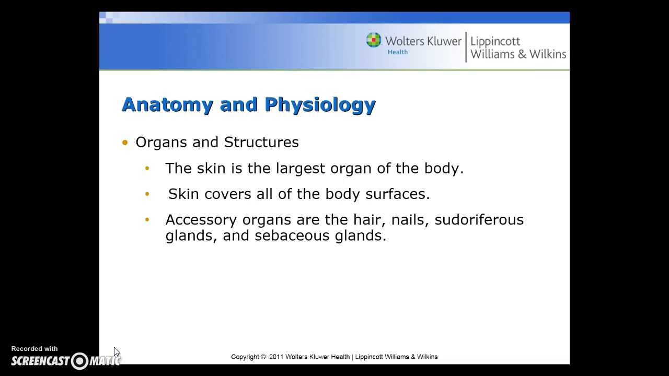The skin is the largest organ in the body. All of the skin combined weighs about 6 pounds. The accessory organs of the integumentary system are the hair, the nails, the sudoriferous glands, and the sebaceous glands. The sudoriferous glands are sweat glands, and the sebaceous glands are oil glands.